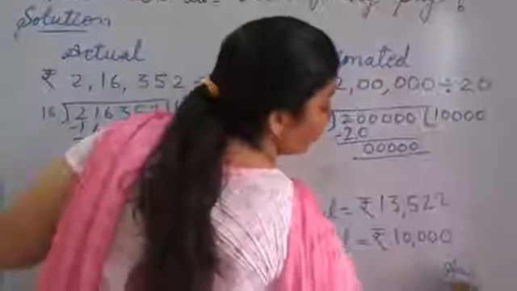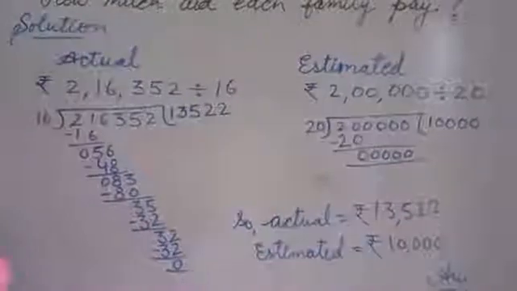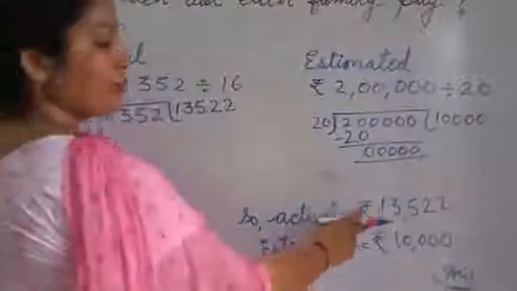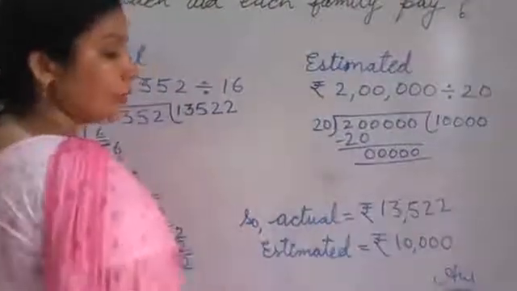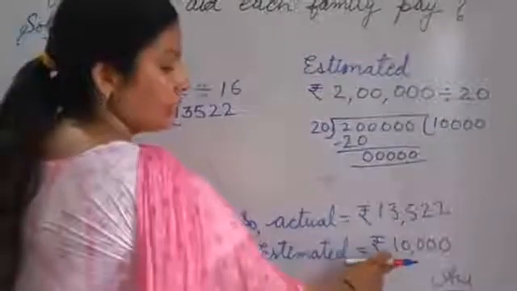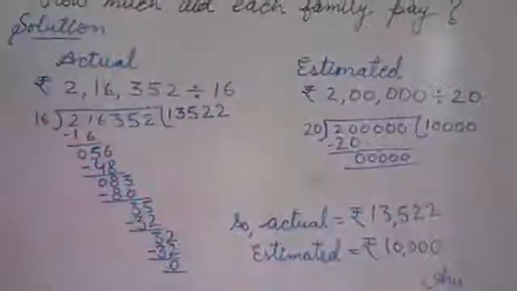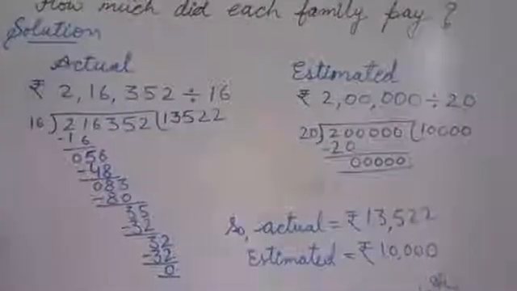So here you have to find actual and estimated. So actually each family will pay rupees 13,522 and the estimation is 10,000. That's your answer. Okay, now your exercise is complete.